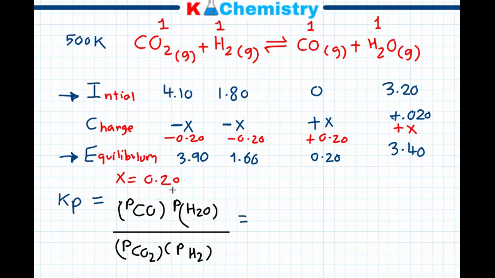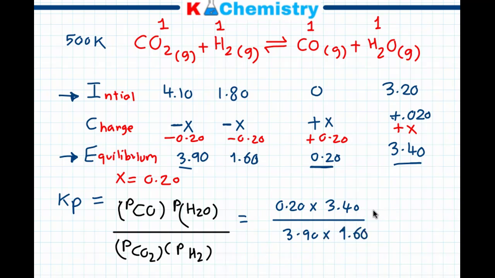So I will say the pressure of CO, and don't take the numbers from the initial, that's why we made the table, so that we can find the partial pressures at the equilibrium only. So the pressure of the CO is equal to 0.20, multiplied by the pressure of water at the equilibrium, which is 3.40, and then we divide this by the pressure of the CO2 at equilibrium only. Don't use 4.10, this is initial, but here we'll use 3.90. So I'll say 3.90, multiplied by 1.60, which is the pressure of the hydrogen gas at equilibrium.